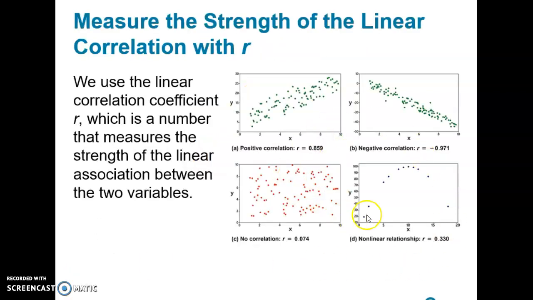Looking at all of the graphs next to each other, we can see that they all have linear correlation coefficients R listed below them. It's a number that measures the strength of the linear association between two variables. For a positive relationship, you'll have a positive linear correlation coefficient. For a negative relationship, R will be negative. And it will be close to 0 if you have a nonlinear relationship.